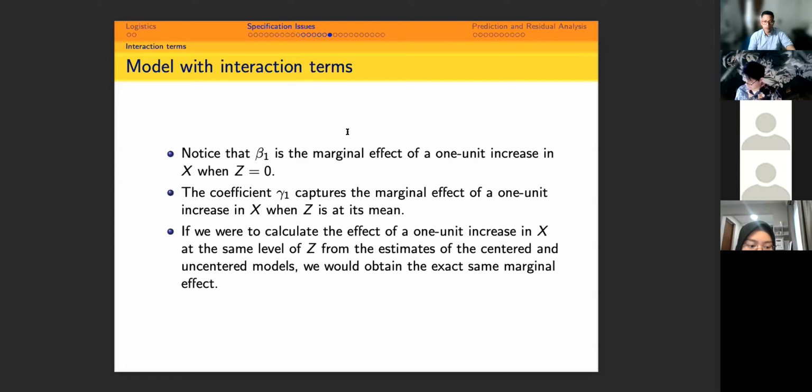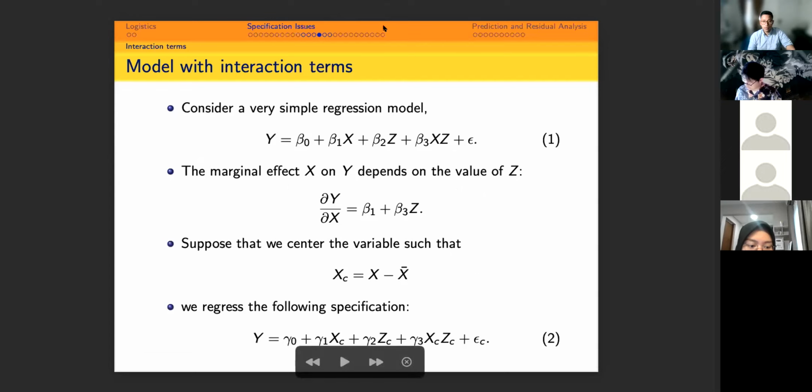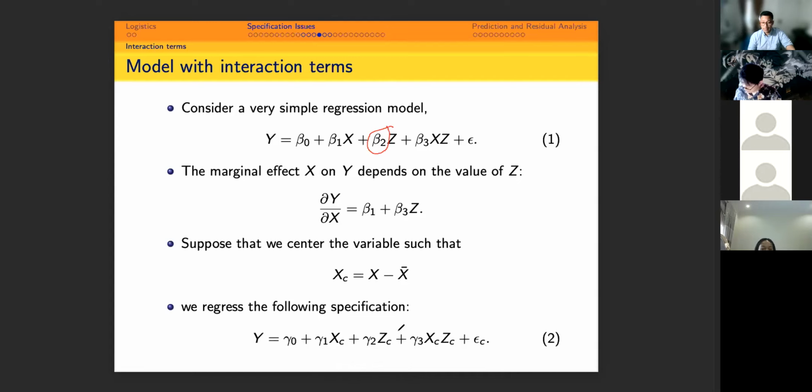Okay, sure. So I'm going to go back a couple of slides. I'm going to provide a discussion on the interpretation of beta 2, and then I'm going to contrast it with the interpretation of gamma 2. Okay, so beta 2 is the estimated coefficient associated with the variable z, and then gamma 2 is going to be the estimated coefficient or the parameter associated with the centered z. So beta 2 is going to be the marginal effect of a unit increase in z when x is equal to 0. Okay, so that's the interpretation of beta 2.